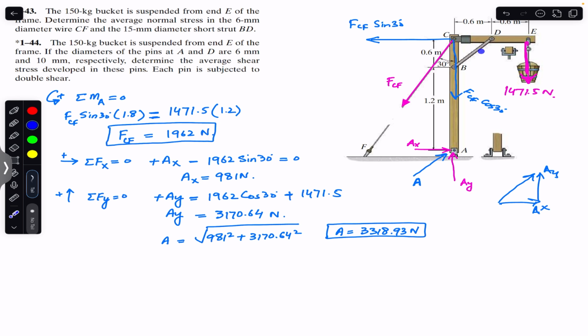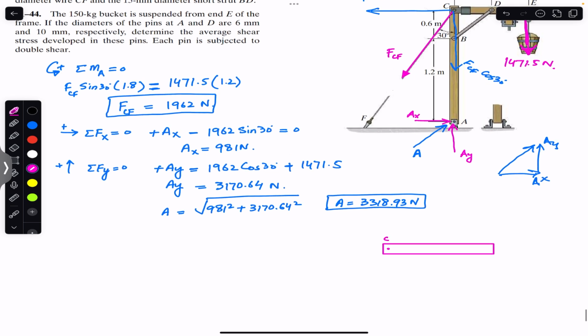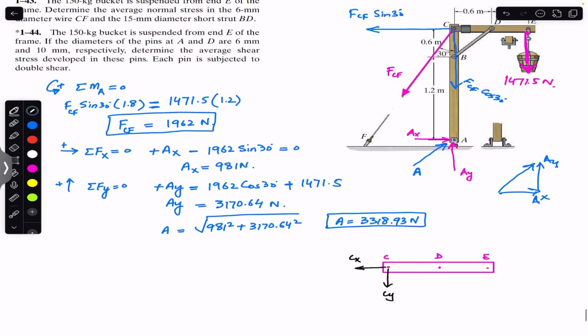Similarly, since we want to find the normal stress in this BD strut as well, we will consider this CE part of the frame. If I draw the free body diagram for CE, it will look like this. Somewhere here we will have C, here we will have D, and here we will have E. Now at C we will have support reactions, let's say CY and CX.